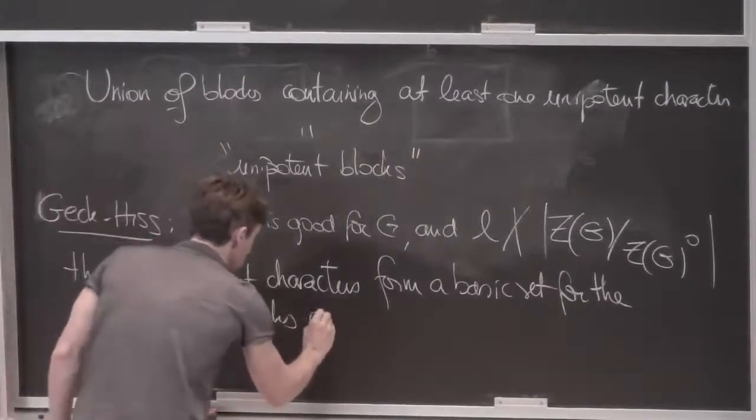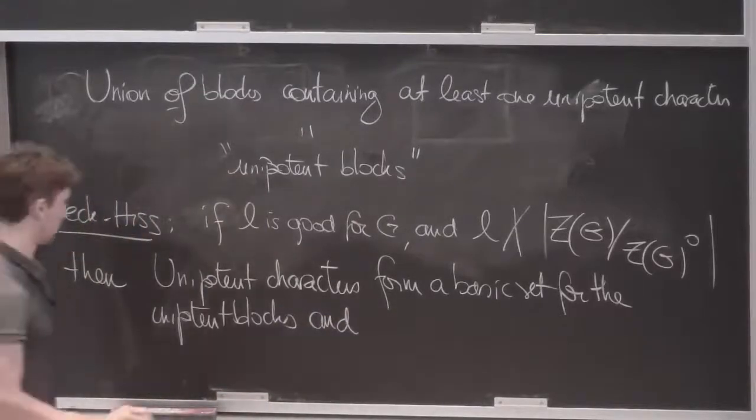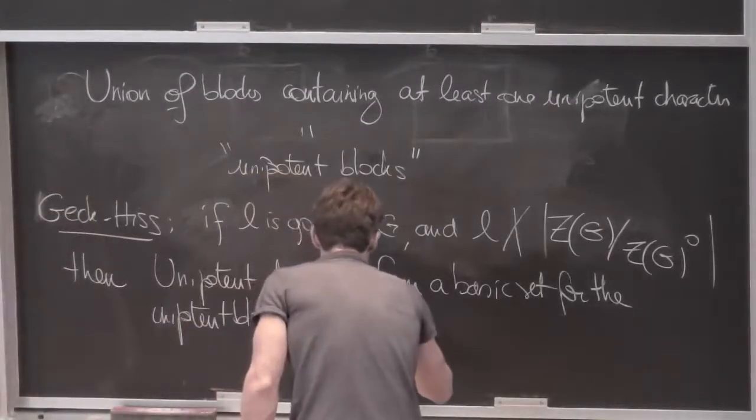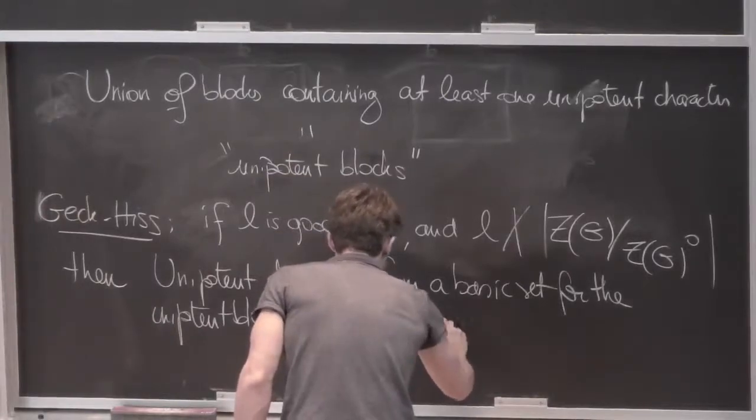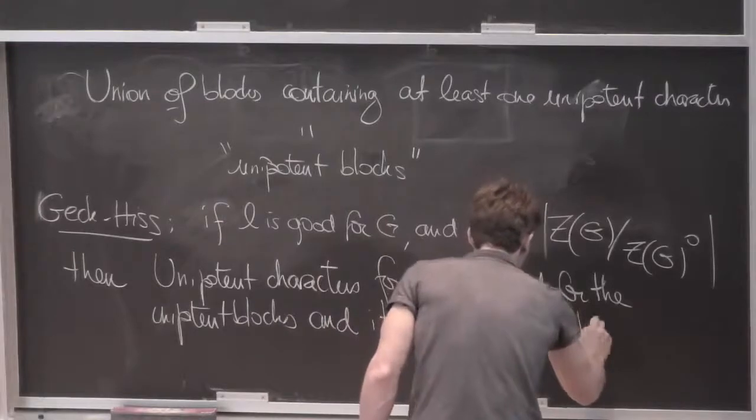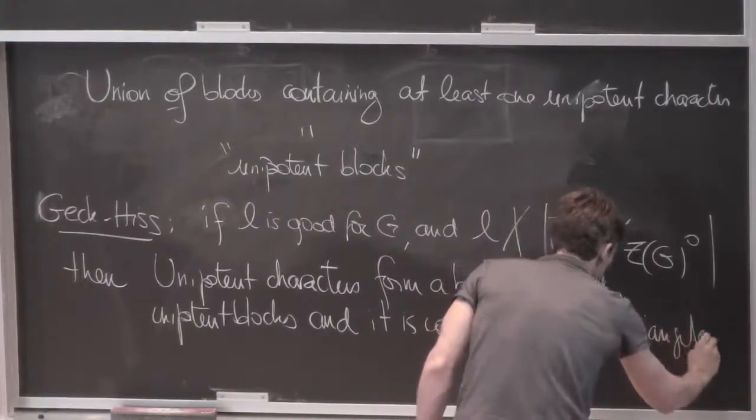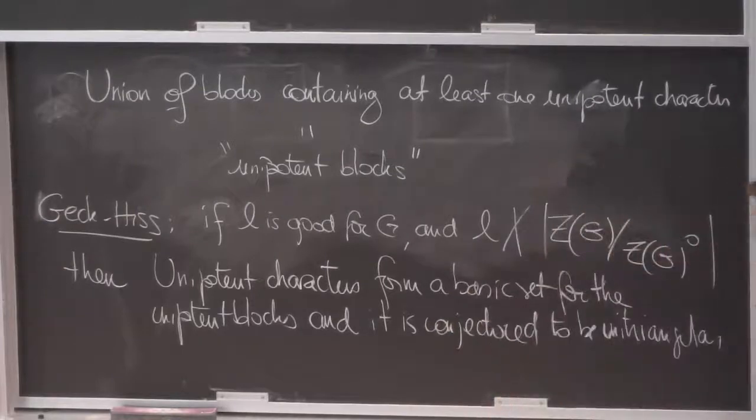And what do I want to say? And it is conjectured to be unitriangular. So as long as you have this condition on l, really the unipotent characters seem to be some sort of canonical basic set in that case.